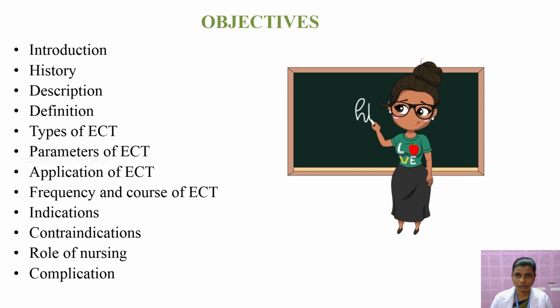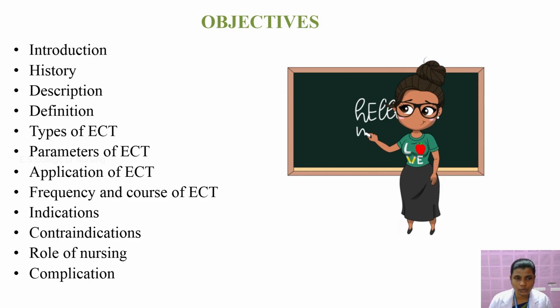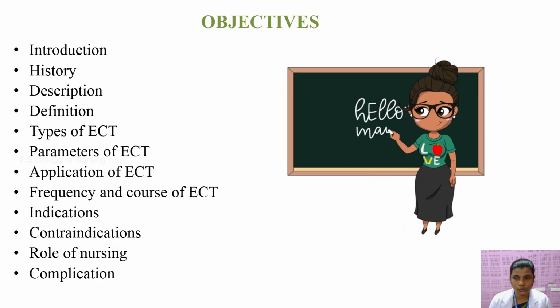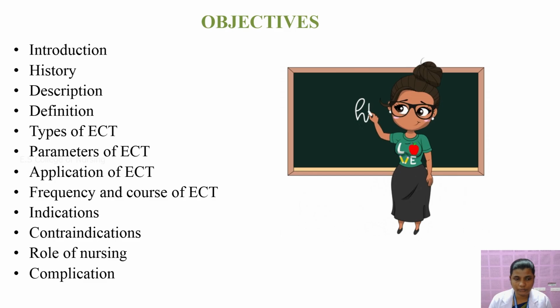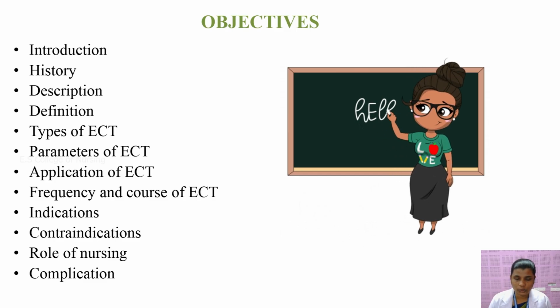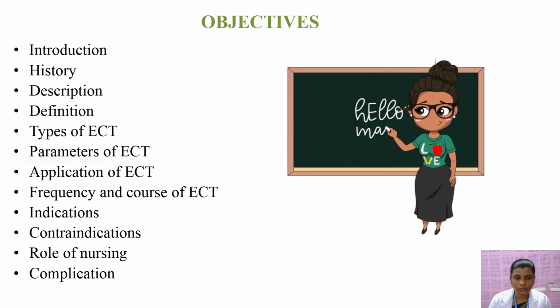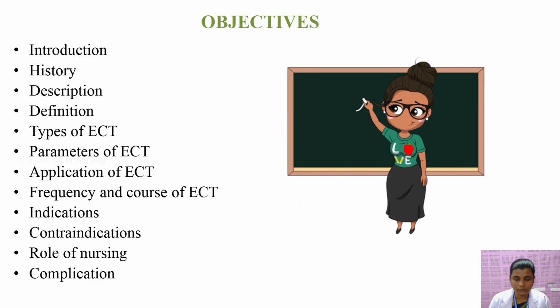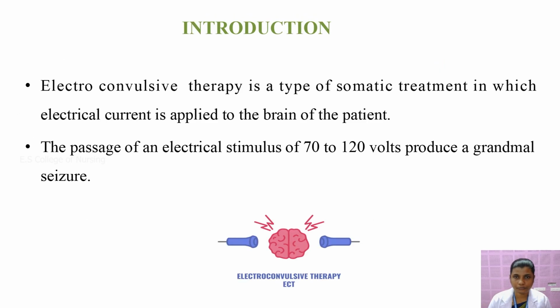Now we are going to see the objectives of electroconvulsive therapy: introduction, history, description, definition, types, parameters, application, frequency and courses, indications and contraindications, the roles and responsibilities of nursing in the electroconvulsive therapy procedure, and complications of electroconvulsive therapy.